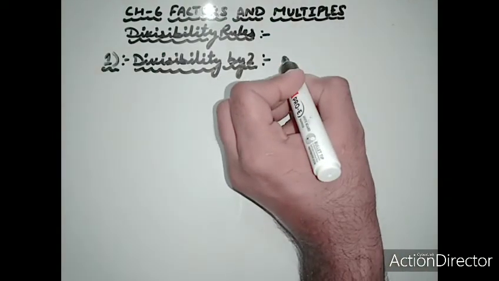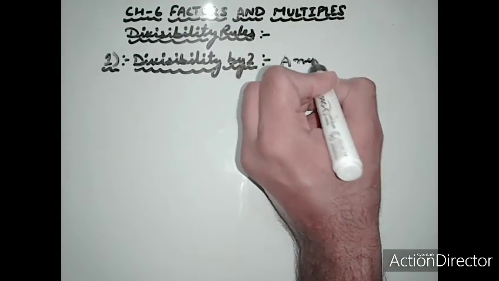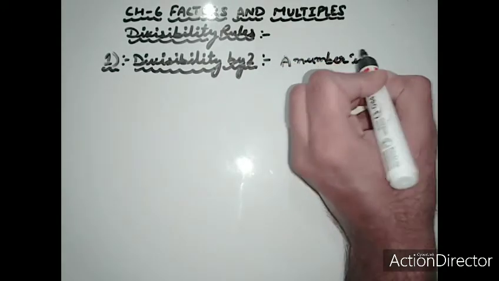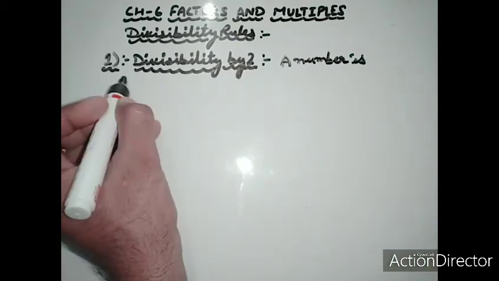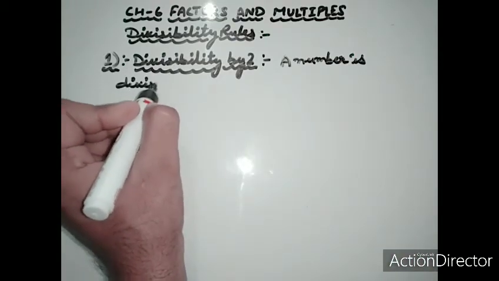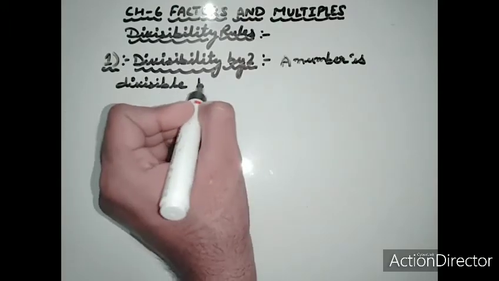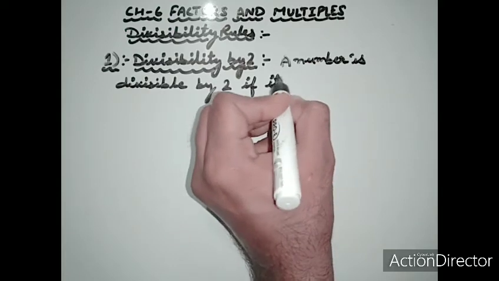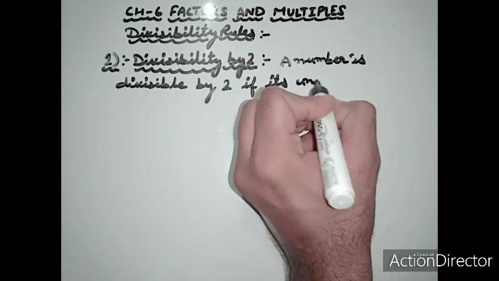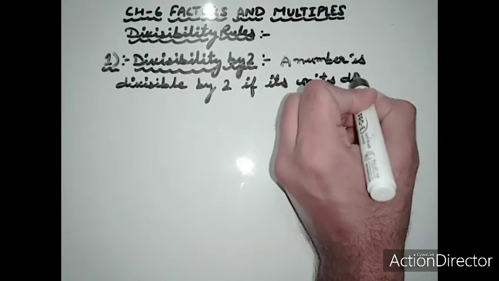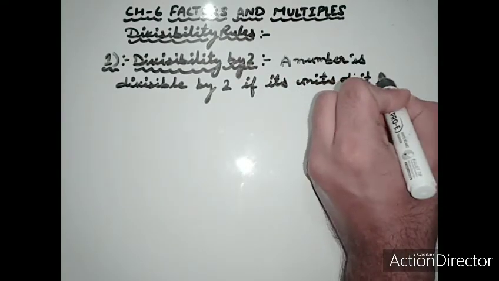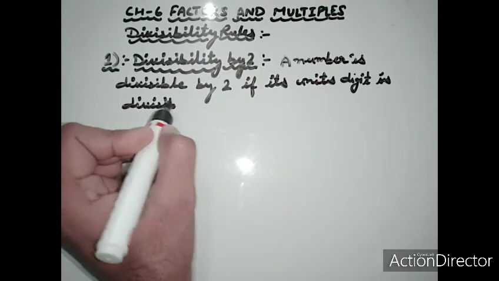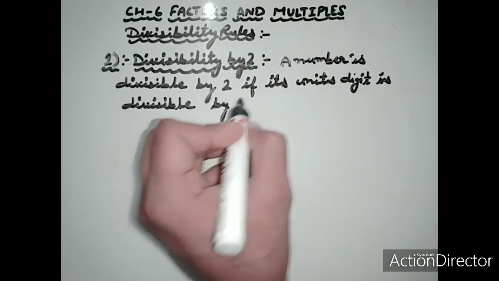So if we write the divisibility rule of 2: a number is divisible by 2 if its units digit is divisible by 2.